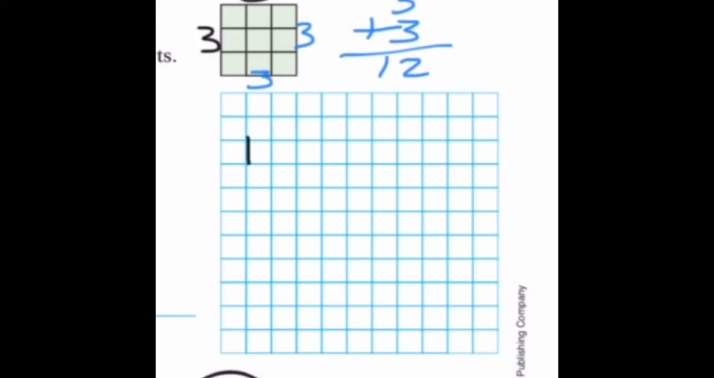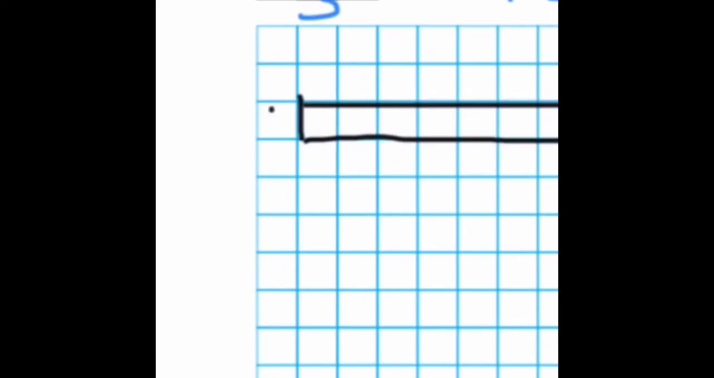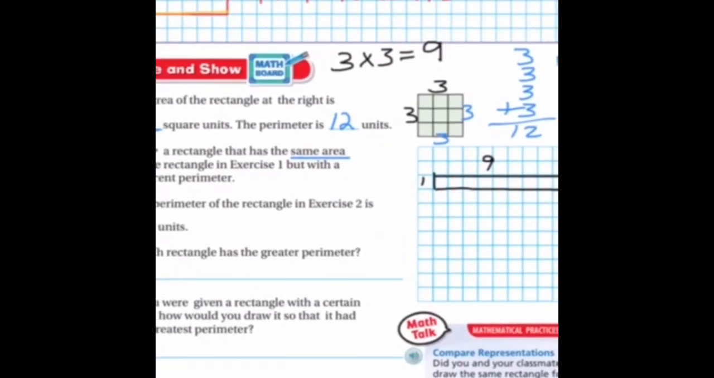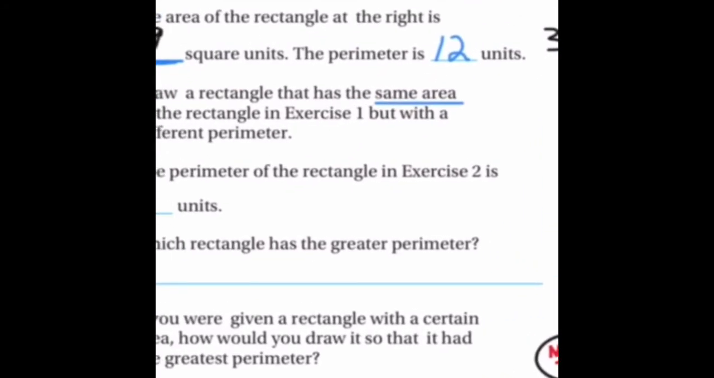So there's my height of 1. Now I go my width of 9. 1, 2, 3, 4, 5, 6, 7, 8, 9. Okay, so my area is 9. I have a 1 by 9. So I drew a rectangle that has an area of 9, and it's going to have a different perimeter.